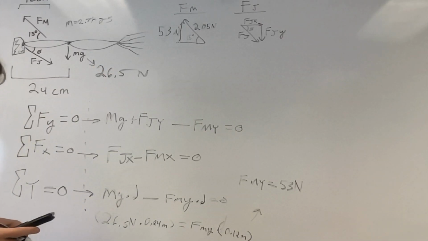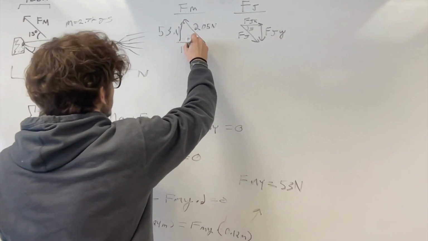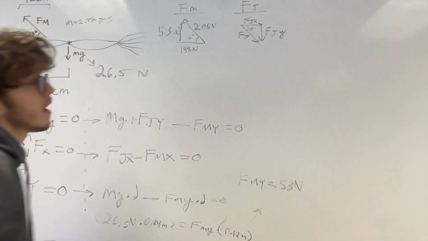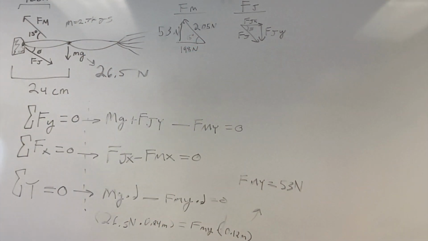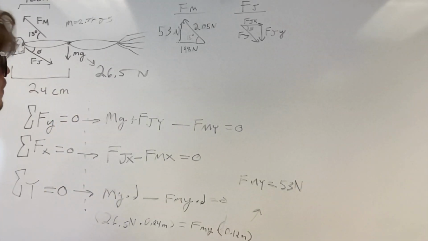Cosine of 15 times 205 is going to give us 198 newtons for our Fm of x. Pretty simple there. Now we need to find Fj. So we found Fm. We found the first part of our problem. So the first, on the textbook it says, what's Fm? Well, you found it, 205 newtons.